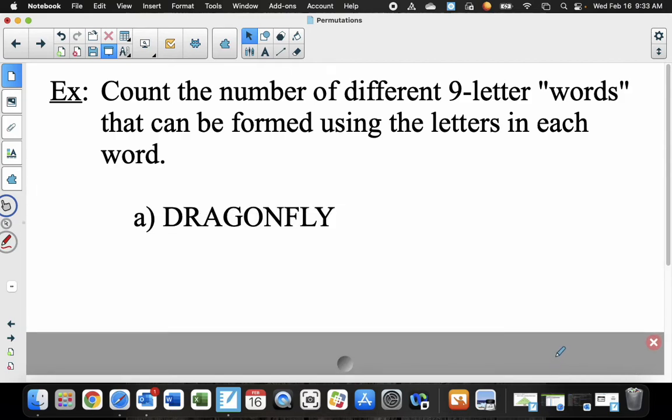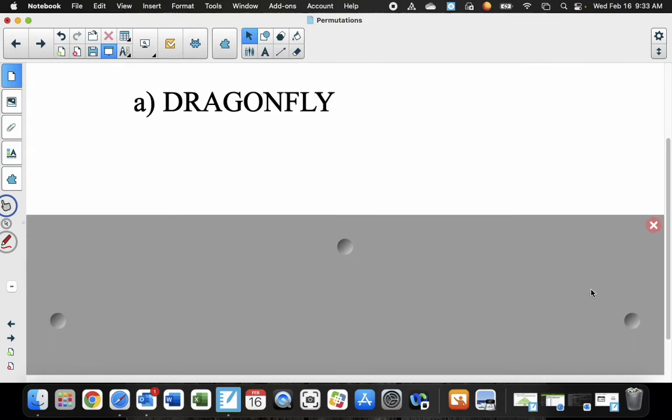So now I want to figure out, if I have the word dragonfly, this 9-letter word, and notice I put words in quotes. I'm not really talking about words, I'm talking about just arrangements of these letters. So count the number of different 9-letter words that can be formed using the letters in each word. First question, do I have any repeats? No. So that makes it a little bit simpler. I don't have to worry about any repeated letters here.